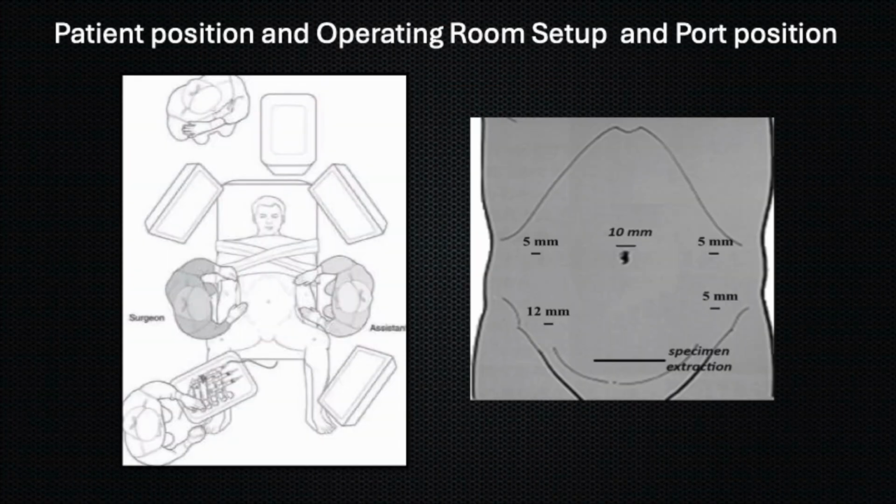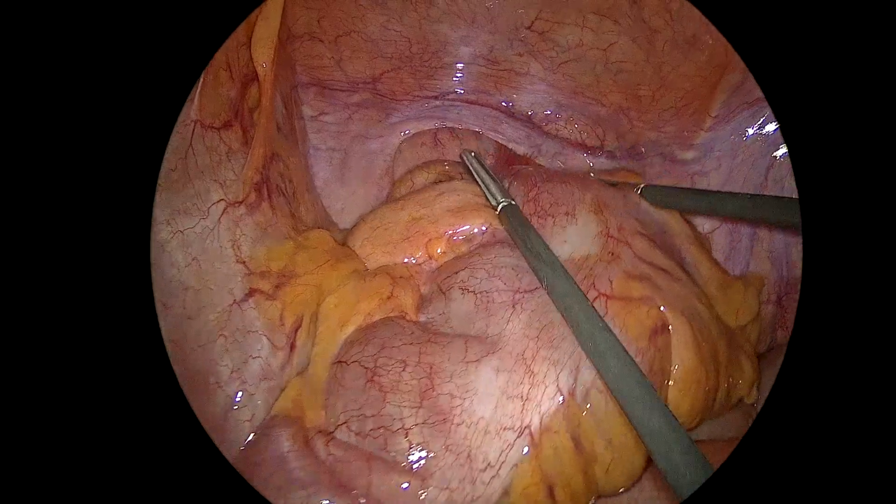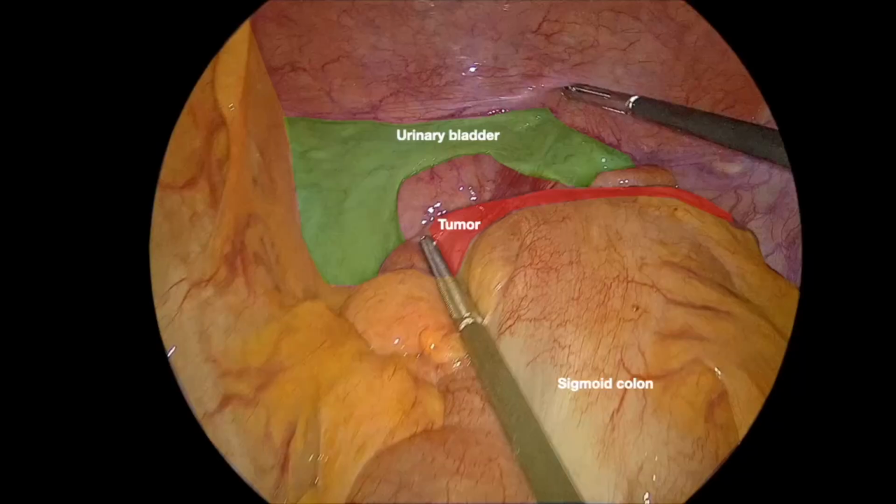Patient position and operating room setup, and port position: lithotomy, and 5-port. Tumor was seen at the upper rectum.